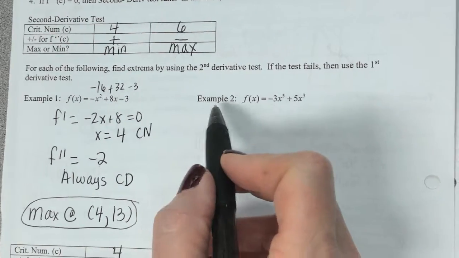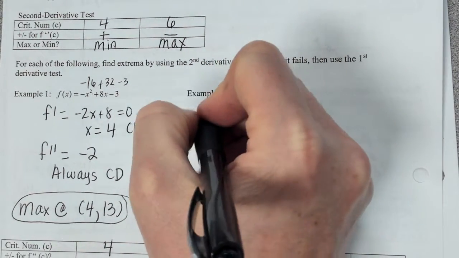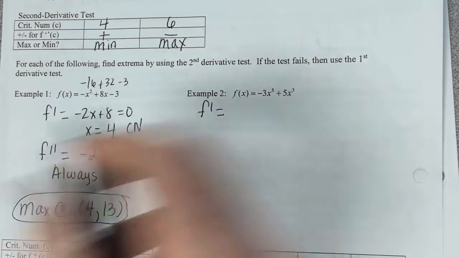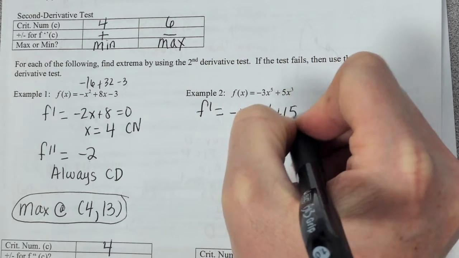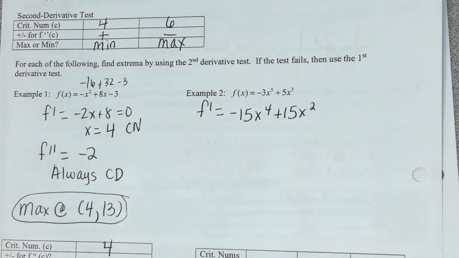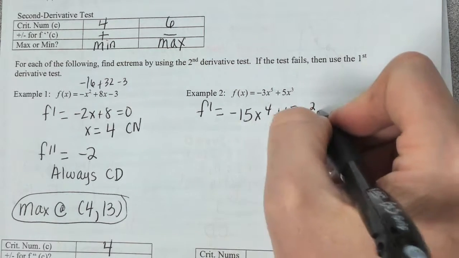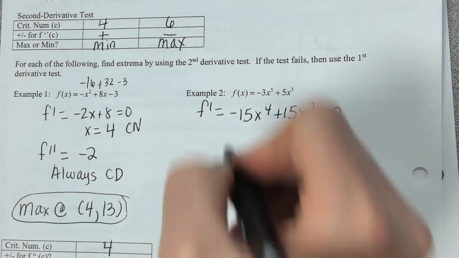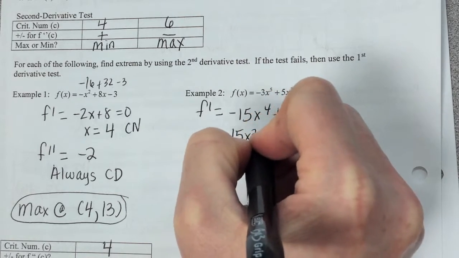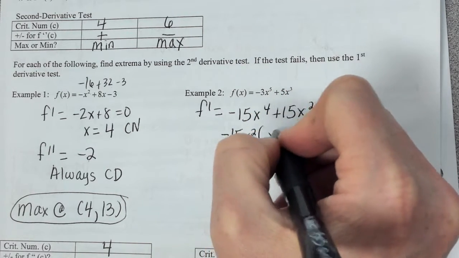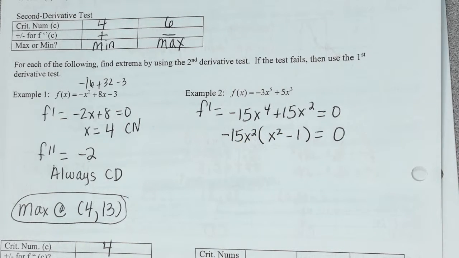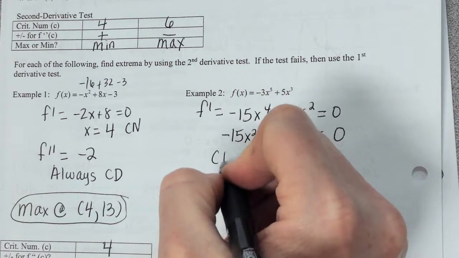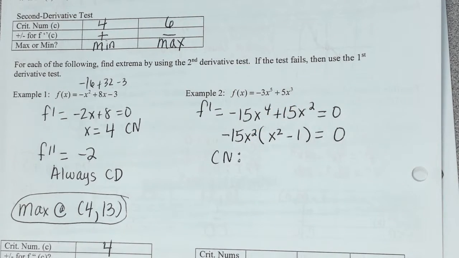All right, let's look at this example. So we're going to take our first derivative. Our first derivative is negative 15x to the 4th plus 15x squared. I have to find my critical number, so I'm going to set that equal to 0. I'm going to factor out a negative 15x squared. That leaves me with x squared minus 1. Now we have to set each of these equal to 0. Sarah, what are the critical numbers then?